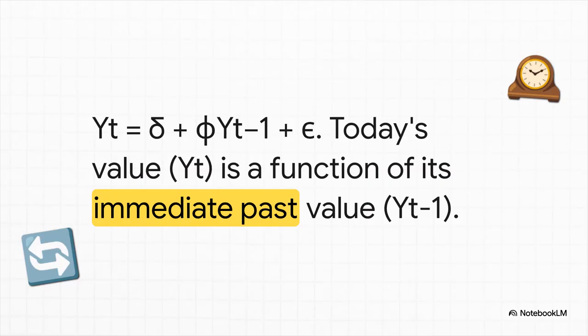Now, once our data is stationary, we can bring in the autoregressive model. The simplest one, called an AR(1), looks like this. And I know it's an equation, but it's simpler than it looks. It's just saying that today's value, y_t, is a mix of 3 things: a baseline constant, some fraction of yesterday's value, and a little bit of random unpredictable error. We are literally regressing the series on its own past values.